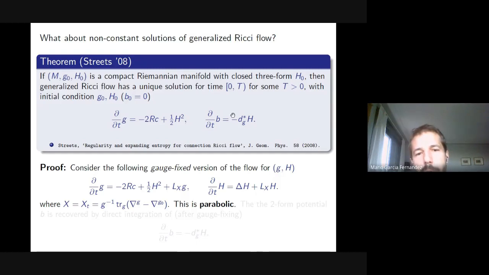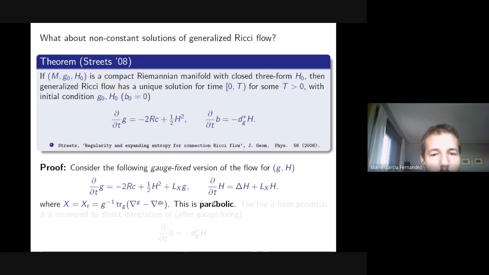I'm not going to deal with the two-form; I'm going to deal with the pair metric and 3-form. Up to here, it will be just generalized Ricci flow, the evolution equation for the metric, and then I'm adding this Lie derivative of the metric, and here I evolve by the Laplacian plus Lie derivative of H. Okay, so what is X? X is prescribed, and it's given by this time-dependent vector field, g^{-1} of the trace of the difference of the two Levi-Civita connections.